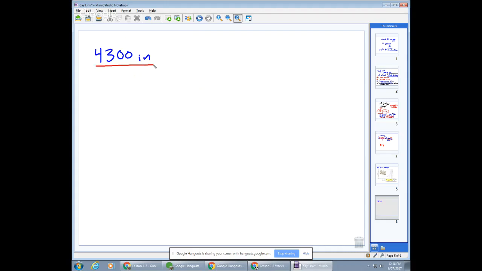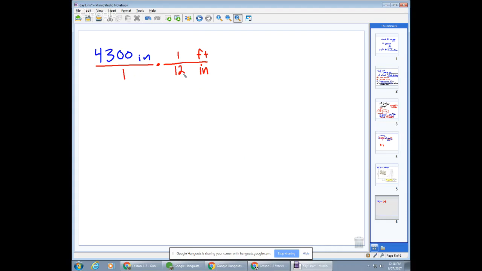So first thing I do is I make this a fraction by putting it over 1 times a new fraction. Since inches is here in the top, I need to put it here in the bottom, and then whatever I'm converting to, in this case feet, goes in the top. And I happen to know that in 1 foot there are 12 inches. So this tells me a couple of things.